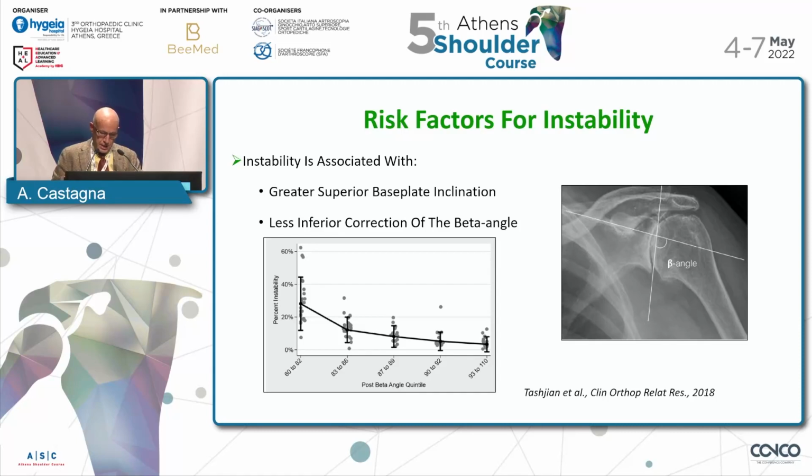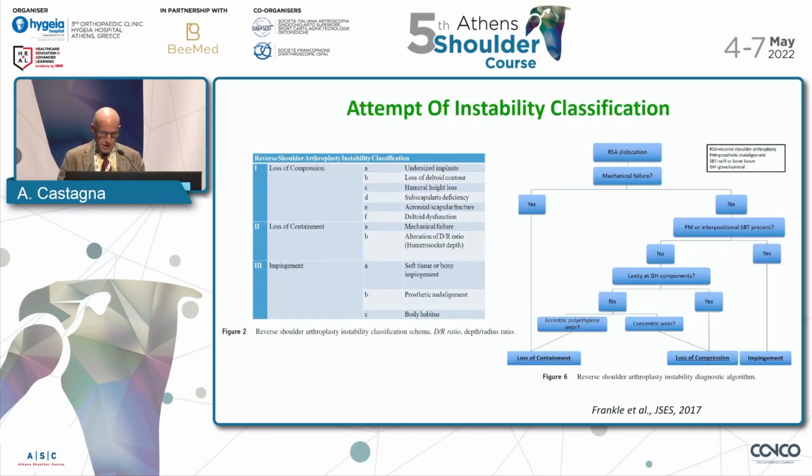Risk factors again: greater superior baseplate inclination. I hope this is not happening anymore. We did it in the past. And less inferior correction of the beta angle. So we really need to have a proper position of the baseplate.